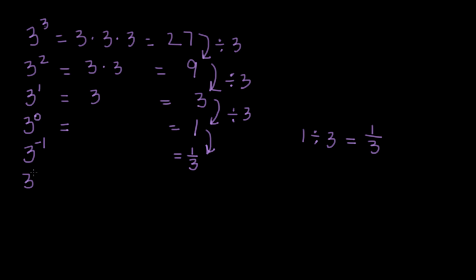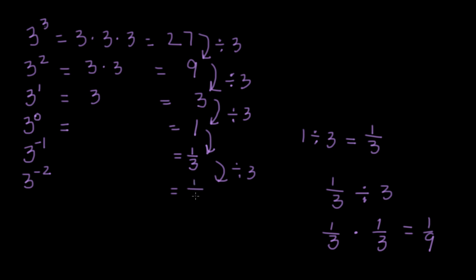3 to the power of negative 2. So now we're still going to divide by 3. 1/3 divided by 3. Dividing by 3 is the same as multiplying by the reciprocal of the divisor, which would be 1/3 times 1/3, which is 1/9. So 3 to the power of negative 2 is 1/9.